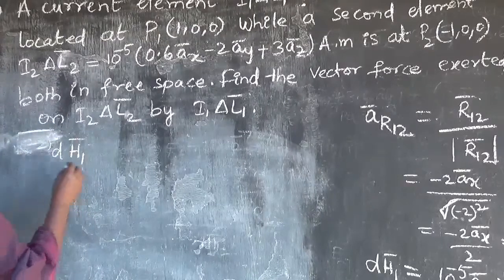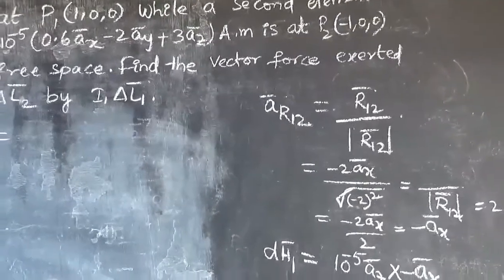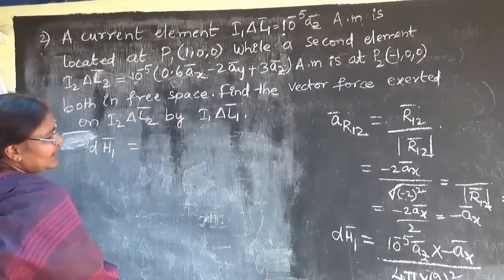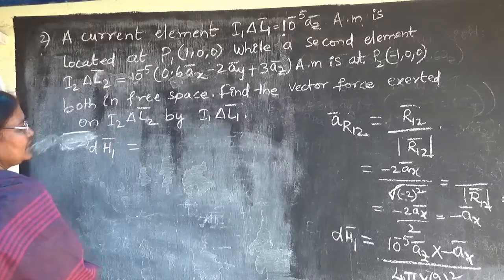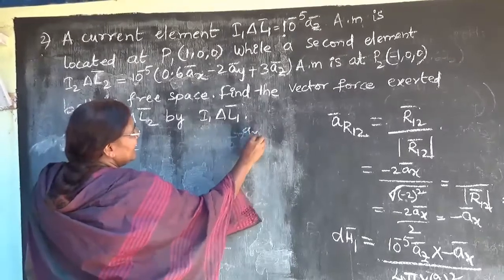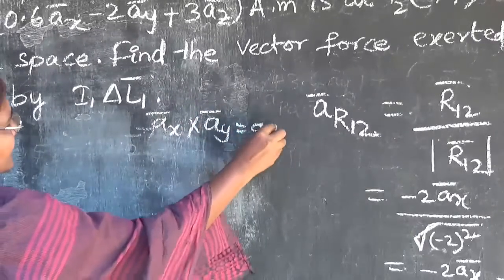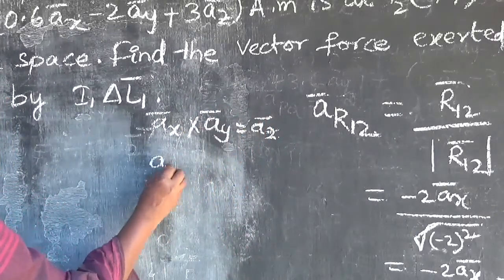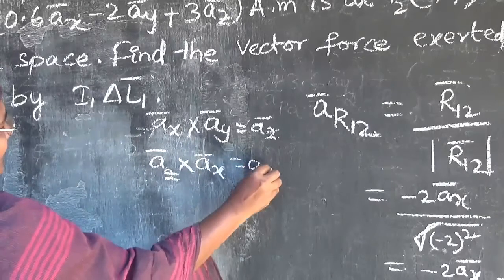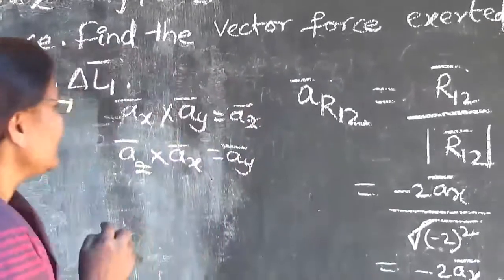So here DH1 bar is equal to minus 10 to the power of minus 5 AZ bar cross minus AX bar. So what is its value? You know that in cross multiplication, AX bar cross AY bar is equal to AZ bar, and AZ bar cross AX bar will be AY bar.